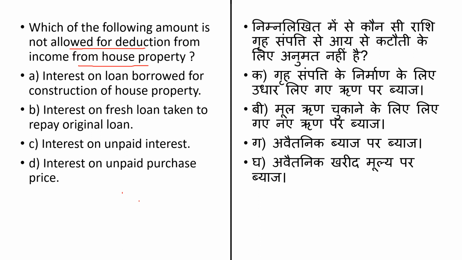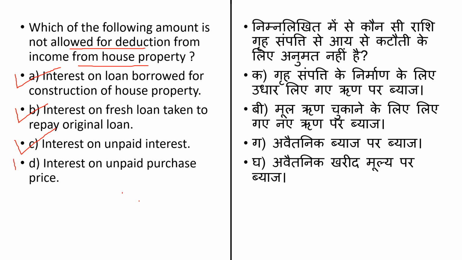The annual value of any property comprising a building or land appurtenant thereto, of which the assessee is the owner, is chargeable to tax under the head income from house property. For this, the first option is interest on a loan borrowed for the construction of the house property. The second is interest on a fresh loan taken to repay the original loan. The third option is interest on unpaid interest. And the last option is interest on unpaid purchase price.